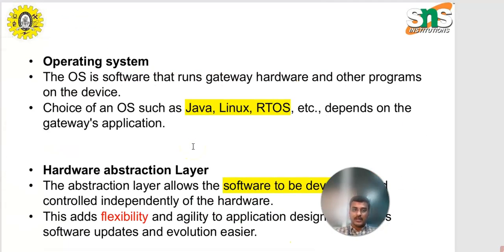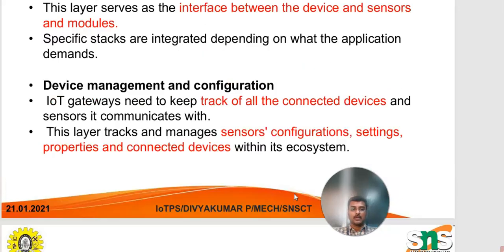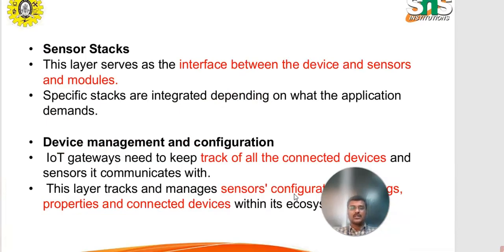Operating system, which may run hardware and other programs on these devices, such as Java, Linux, RTOS, Windows, etc., to connect all these operating systems. The hardware abstraction layer allows the software to be developed and controlled independently of the hardware. This adds flexibility and agility to applications and designs and makes development easier. Sensor stacks: this layer will interface the device, sensors and models. These are integrated depending on what the application demands.